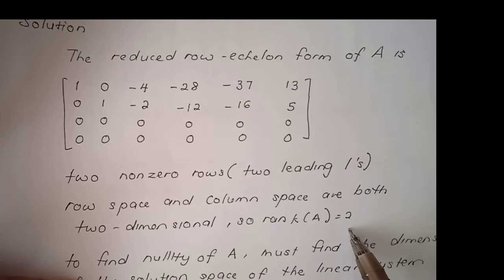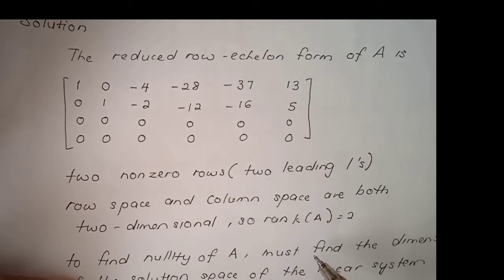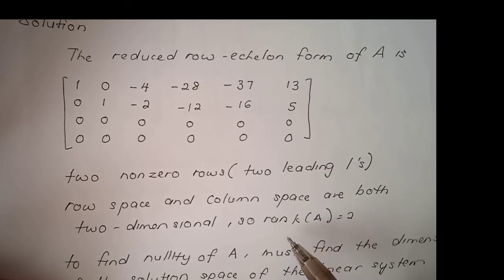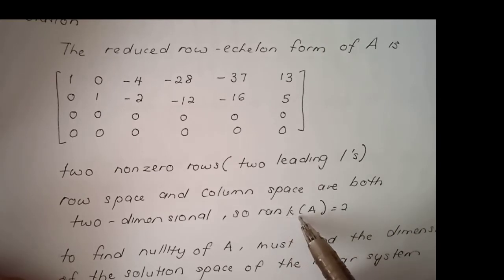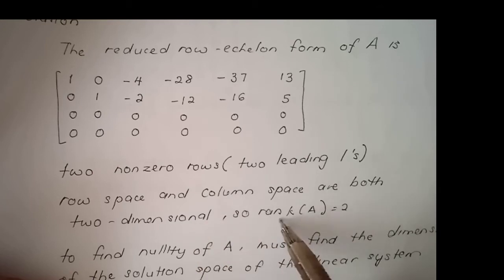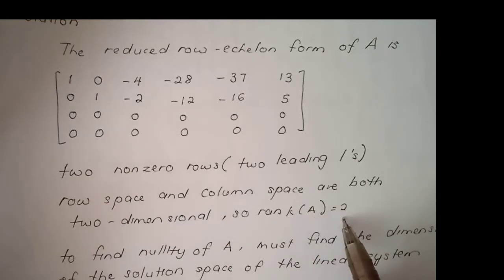We get the rank from how many non-zero rows are available. Rank is another name for dimension. Rank is normally applicable to matrices, and dimension is applicable to vectors. So rank A refers to the dimension of the vectors. So now the rank of matrix A is 2.